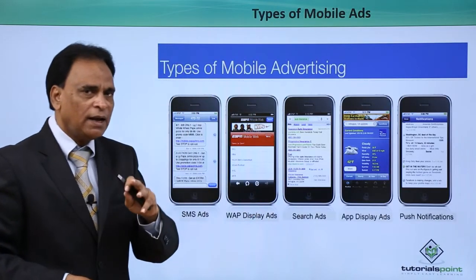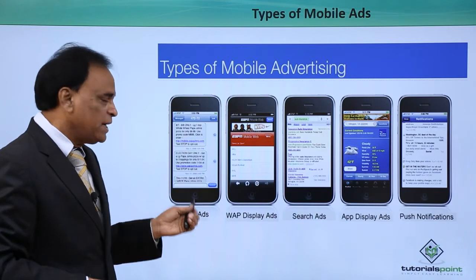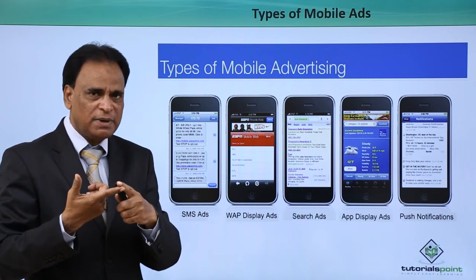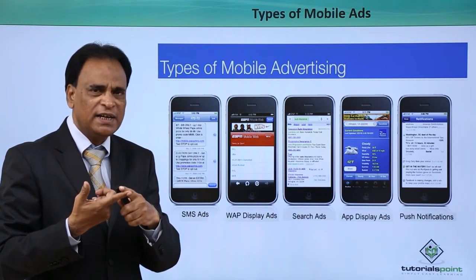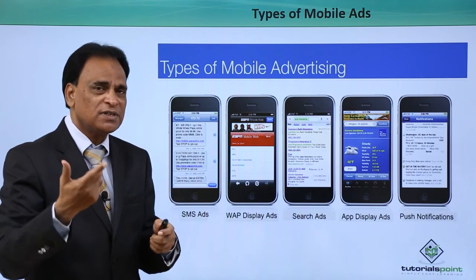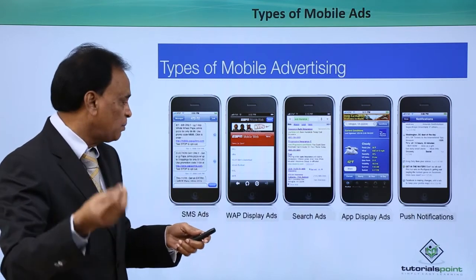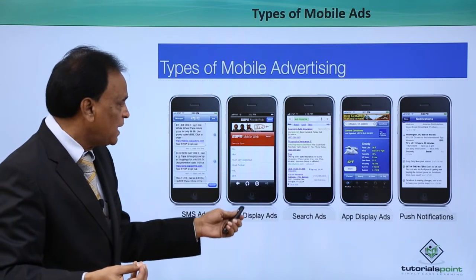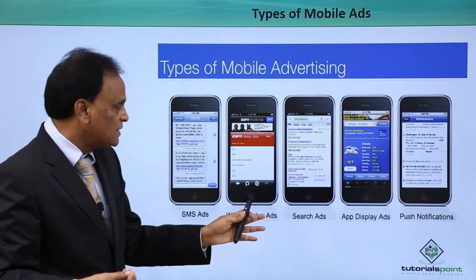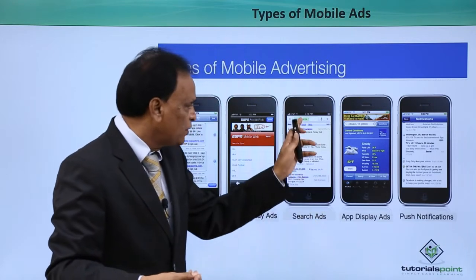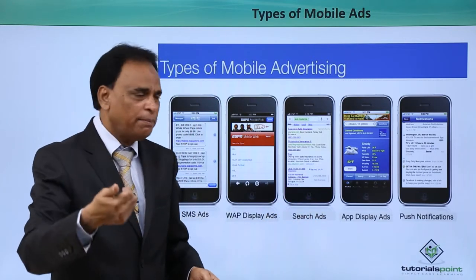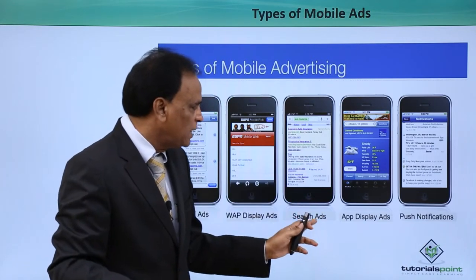There are different types of ads that appear. One is of course the SMS ad, the text based ads. Companies keep on sending SMSs, text messages to us promoting their businesses or products. Then you have the web display ads. The web display ads will appear like this. Then you have the search ads. It could be a Google ad or a Bing ad. The ads will appear on your mobile devices.